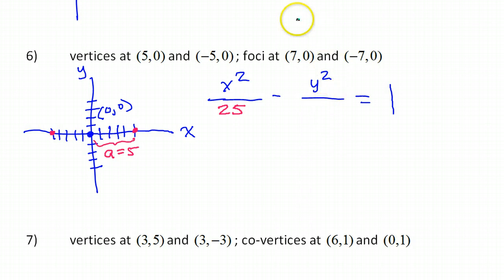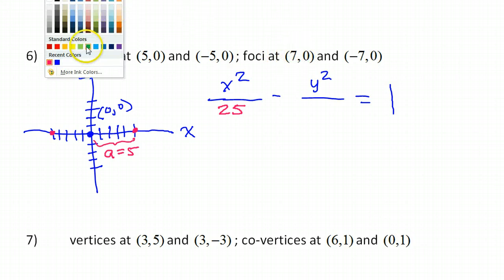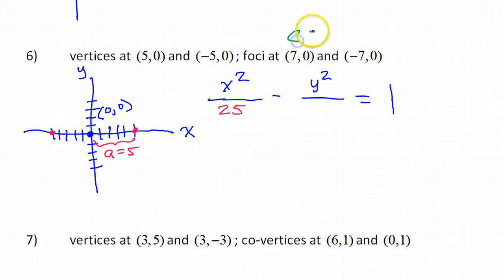Okay, let's see what else they gave us. Okay, they didn't give us the b value, but they gave us the c value. They gave us that c is 7. All right, the foci come from the c value. So 7, 0, and negative 7, 0. So that's like this.